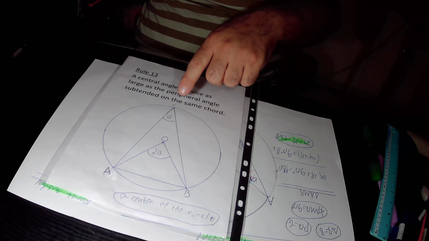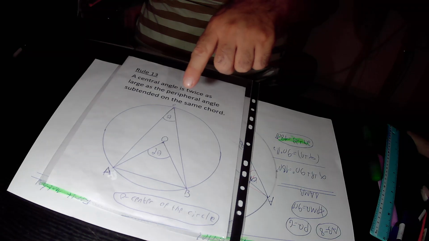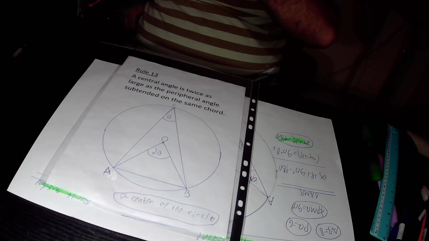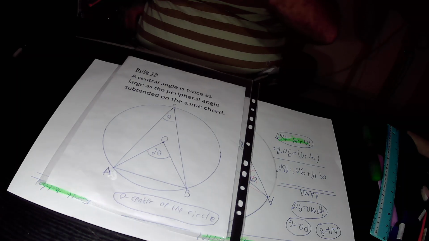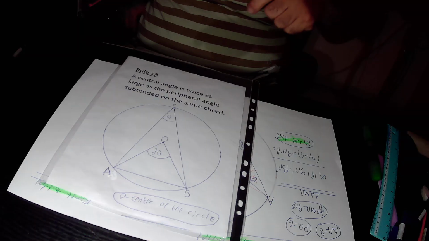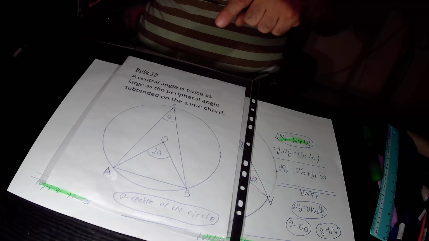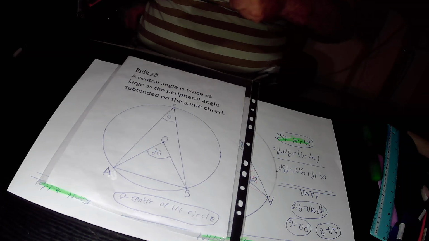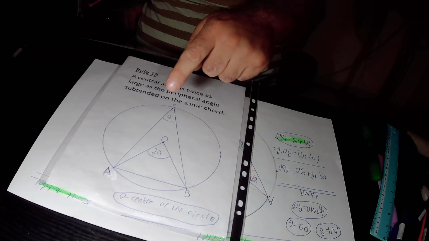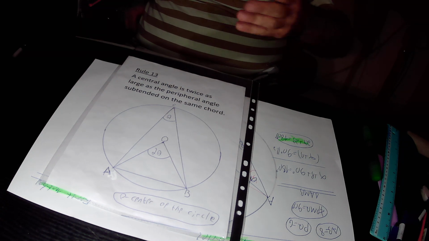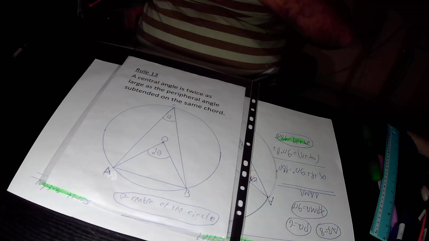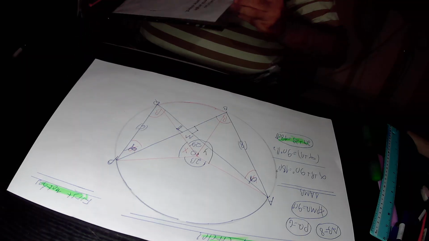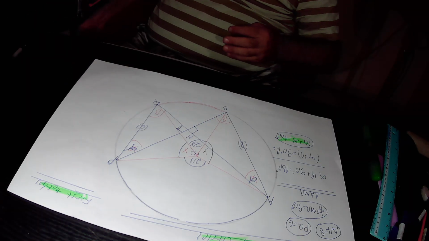But the size of angle ACB is theta, therefore the size of center angle AOB must be equal to 2 theta, according to rule 13. So according to rule 13, the size of the center angle must be twice as large as the size of the angle that subtends on the same chord. You can implement it on the same chord or the same arc, it doesn't matter. So we can implement rule 13 in our drawing.